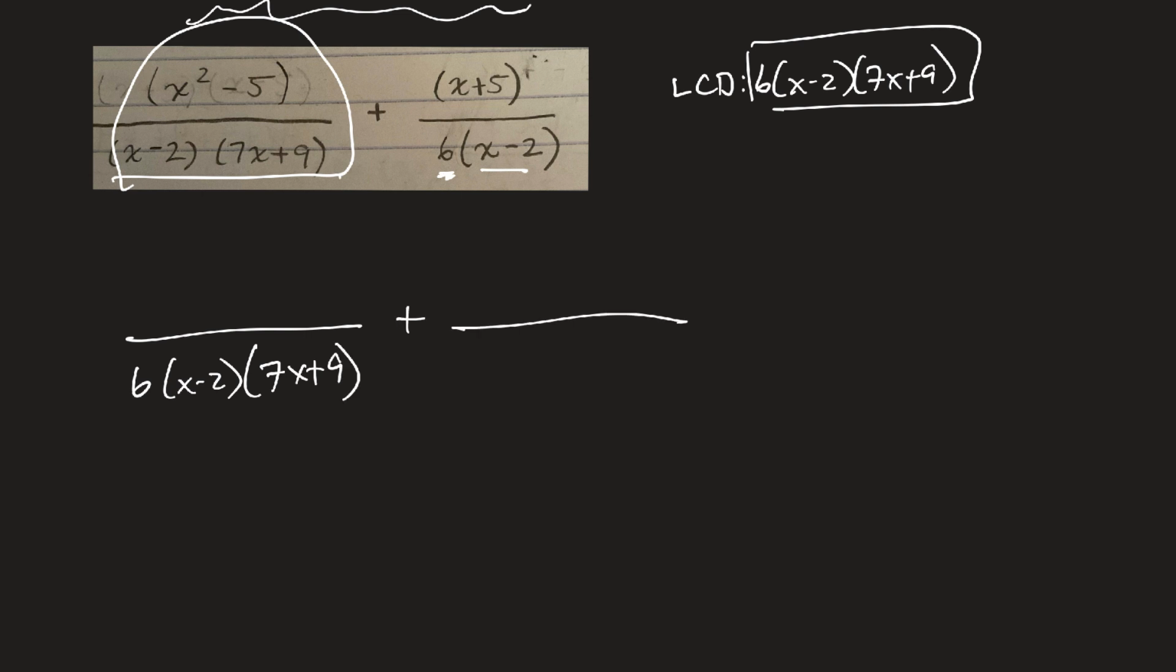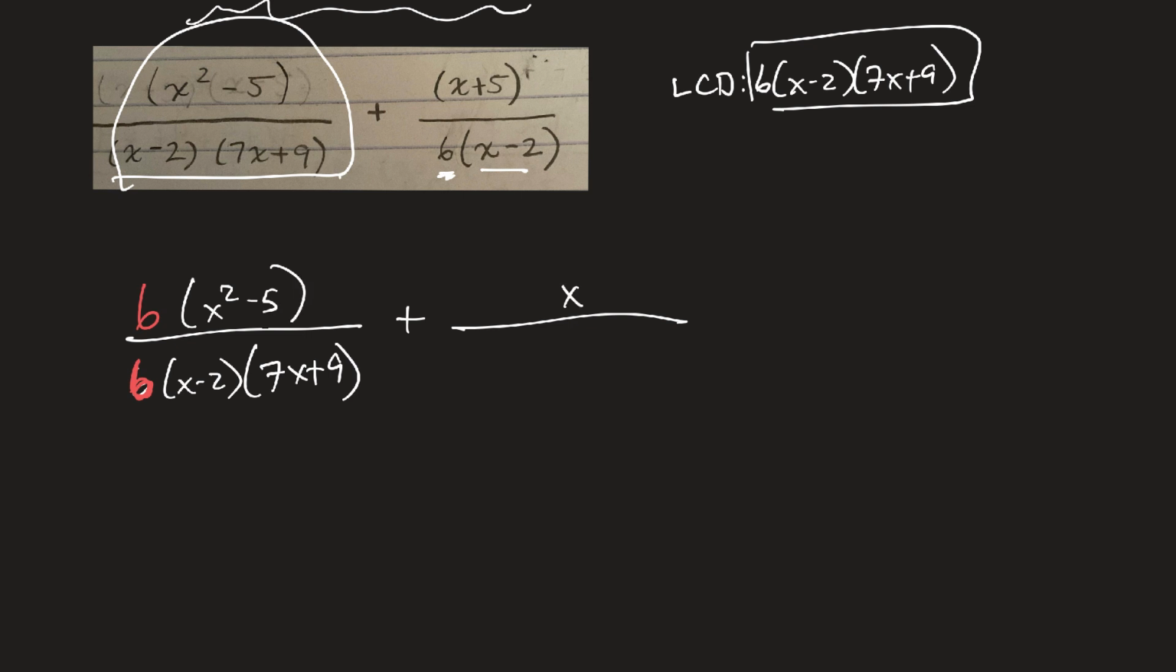Plus this one also needs to have the same thing. Let me change this color, because this one didn't originally have a 6 in it, right? So I included a 6. So if I include the one on the bottom, I have to include it on the top. This was already there. So this x squared minus 5 was already there. The stuff in red is just what I changed.